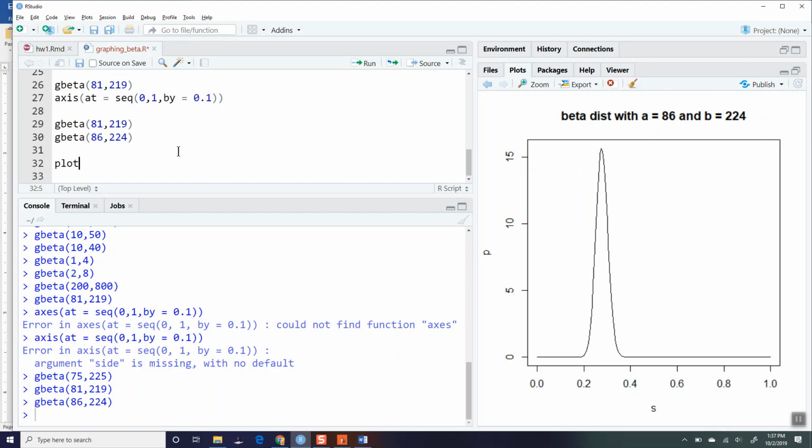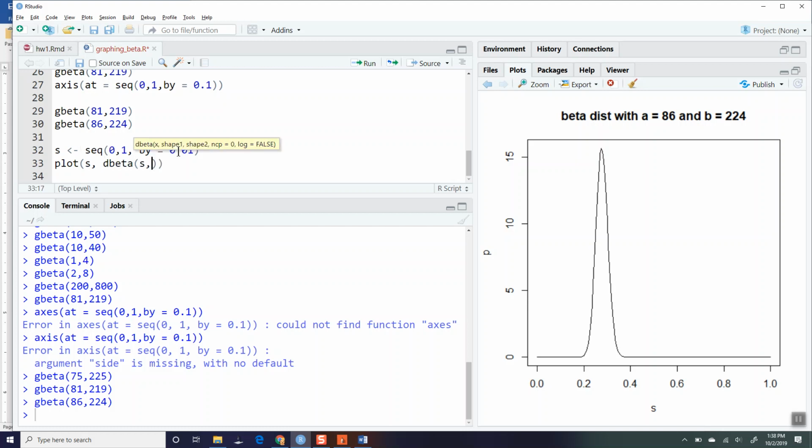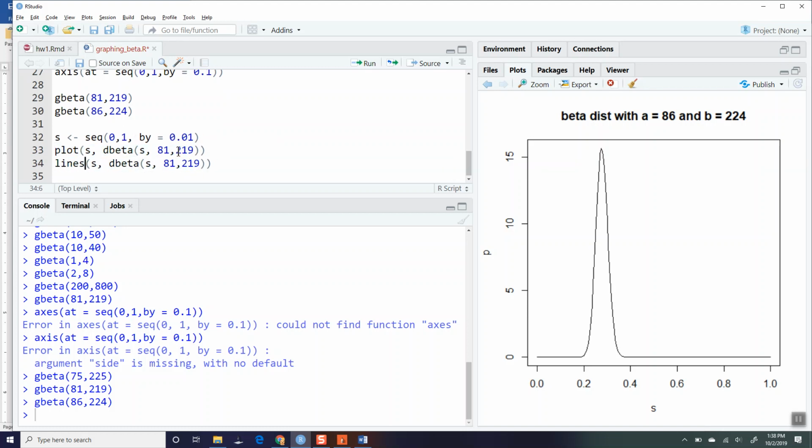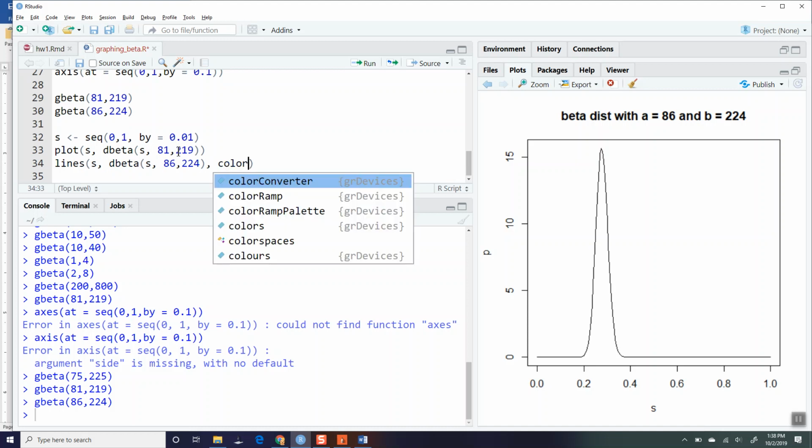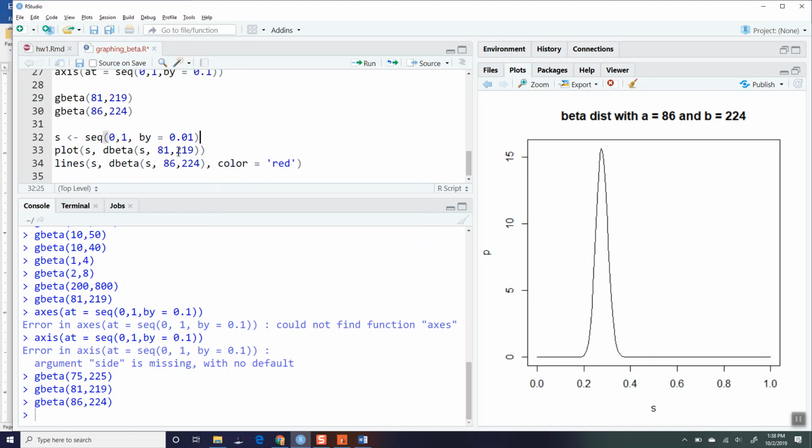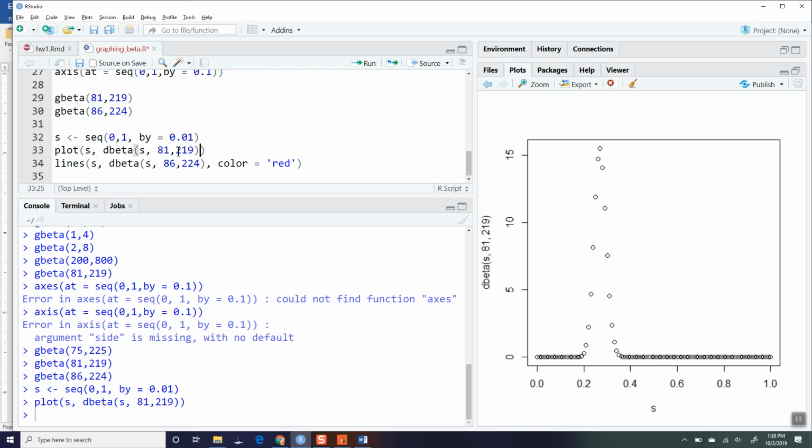Maybe I can plot this directly. I'm going to do sequence 0 to 1, by 0.01. We're going to do s, d beta, s versus 81, 219. And then I'm going to do lines, s, 86, 224, and I'll just shift the color. Color equals red. Oops.